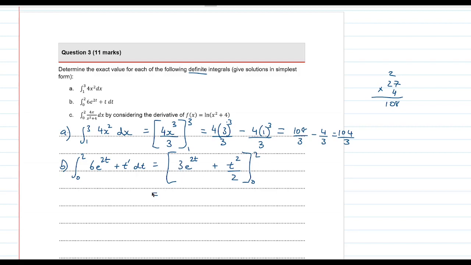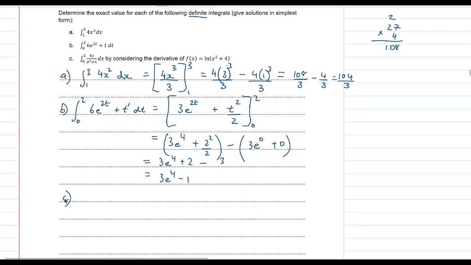So let's do that. So subbing in 2, we're going to get 3e to the 4 plus 2 squared over 2, all minus 3e to the 0 plus 0. That's going to be 3e to the 4 plus 2 minus e to the 0 is just 1, so minus 3. Just 3e to the 4 minus 1.